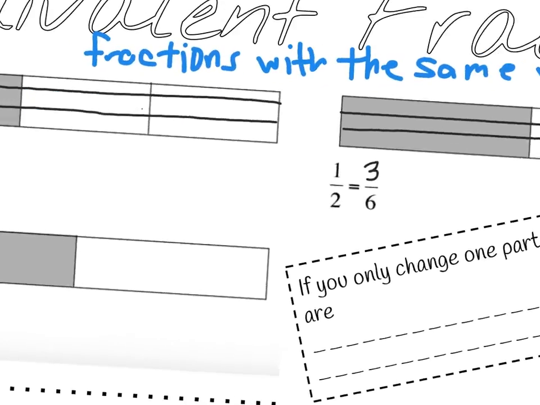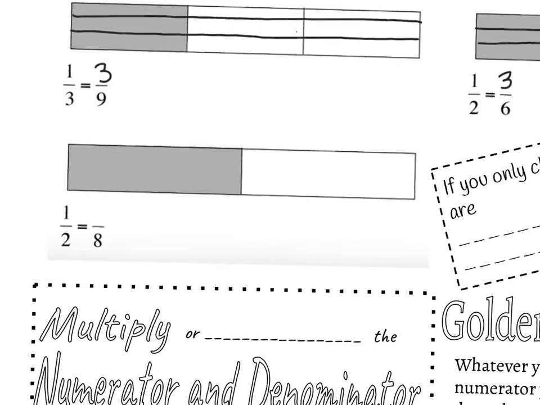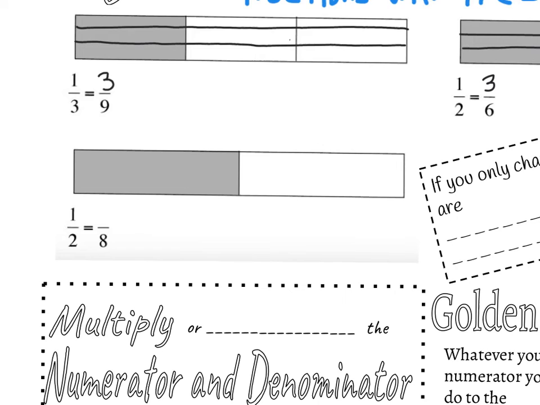So now what I would like you to do is pause the video, and I want to see how you would split up 1/2 to change it into 8ths. When you're done, restart the video and then you can check your work.